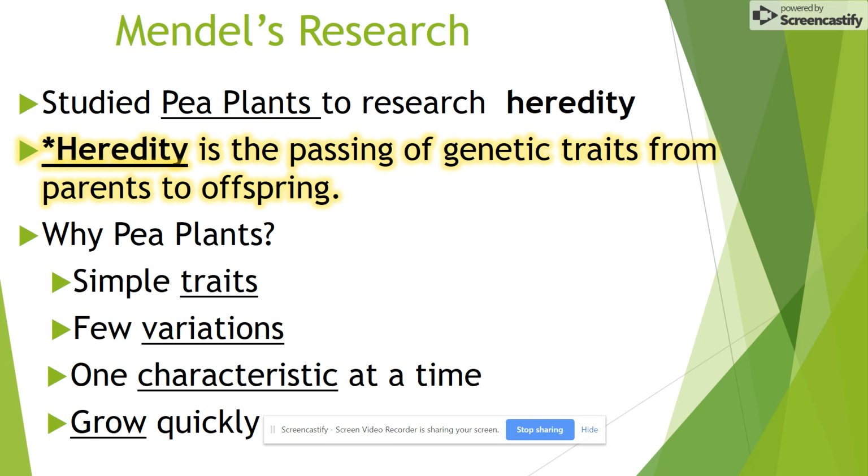There wasn't a huge variety. If you think of eye color, in humans you can have blue eyes, green eyes, brown eyes, hazel eyes. It's a lot of variety. And that variety can make genetics pretty complicated pretty quickly. So he wanted to stick with a plant that had very few variations and was simple to study. This way, he could look at one characteristic at a time. And again, they grow very, very quickly, so he was able to do lots of different studies within a relatively short period of time.